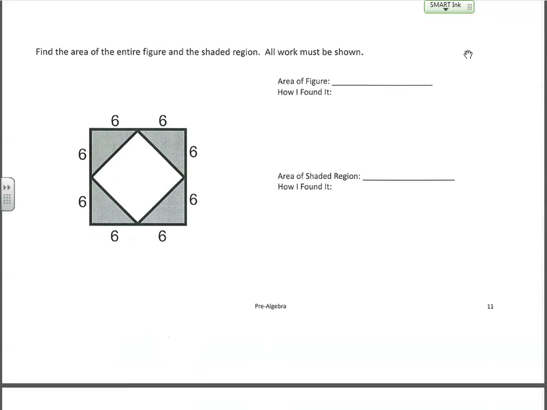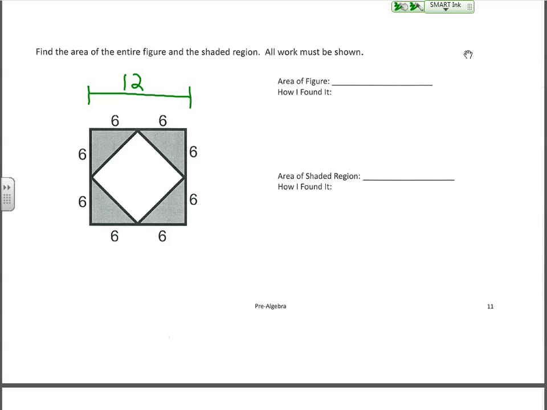Next page, the area of the shaded region. So you have to find the area of the entire figure, which is a square. And if you've got 2 triangles here that are each a length of 6, then we know that a side length of the square is 12. And since it's a square, well, then that means that all sides are equal to 12, right? So that's a way you can find the area of the entire figure.